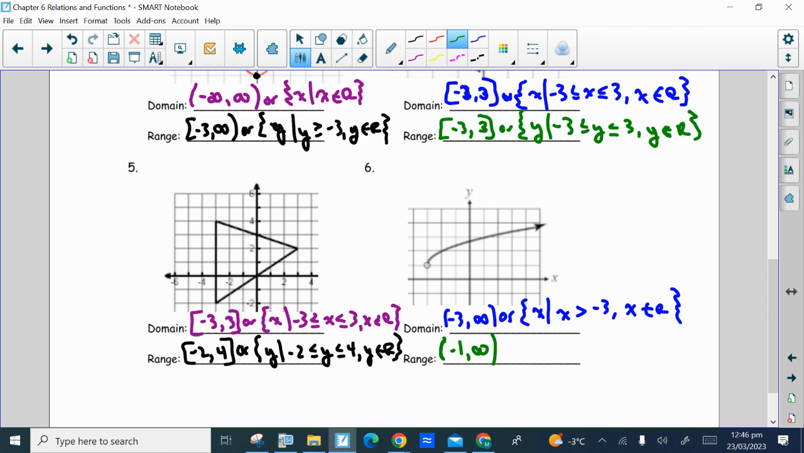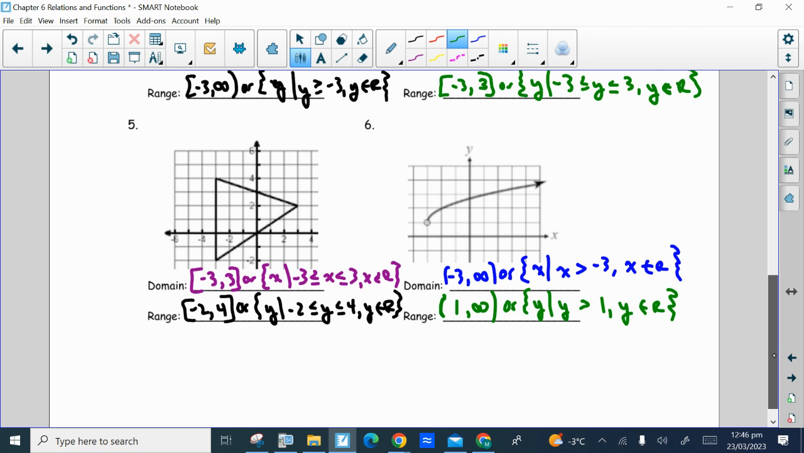It's a positive one. Yes, we're starting at a positive one, not a negative one. So our range in set notation, we would say that y is greater than +1. And it's all real numbers greater than +1. All fractions, all decimals, all integers greater than 1. But the 1 is not included.